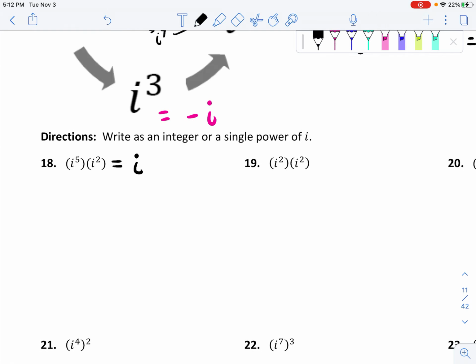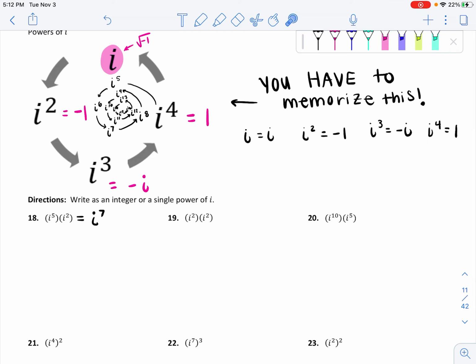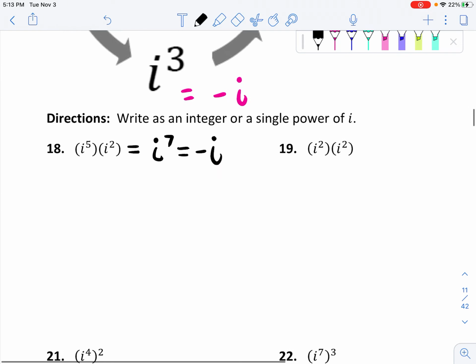So this, I mean, same rules apply. You add your exponents when you're multiplying. So that really gives me i to the 7th. And if you wanted to follow this chart and just keep going, you know i to the 4th would be here. So it would go i to the 5th, i to the 6th, i to the 7th would fall here, which is negative i. So I know that this is going to equal negative i.